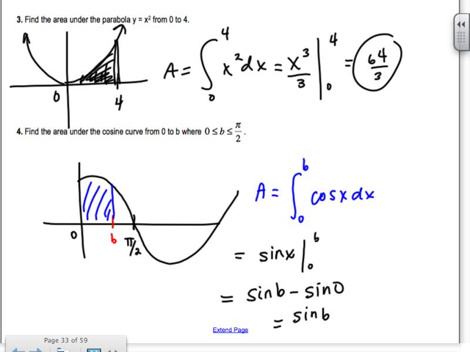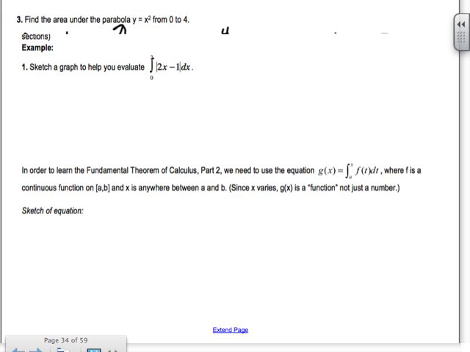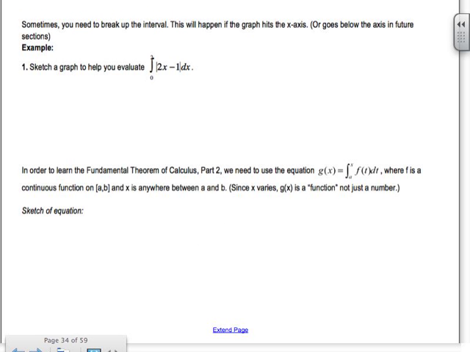Okay, so sometimes you need to break up the interval. This will happen if the graph hits the x-axis or goes below the x-axis in future sections. So if I have 2x minus 1 in absolute values, you guys can do a little t-table if you want to figure out what that looks like. I kind of use transformations. So do you guys remember transformations from Algebra 2? Yeah, you guys didn't like them then. This goes right 1. What's the 2 tell you? It's a compression by 1/2. Yeah, horizontally.